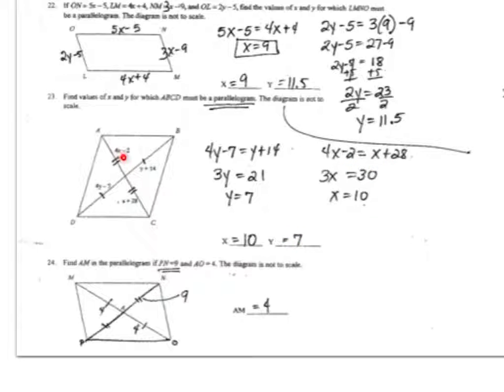For x minus 2, that piece is congruent to this piece, equals x plus 28. Let them equal to each other. So it's 10. Any questions on 23? No. So far, so good.